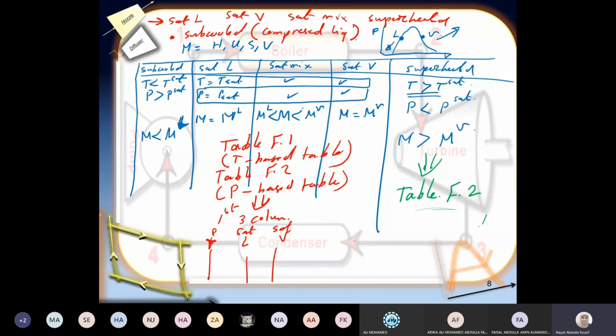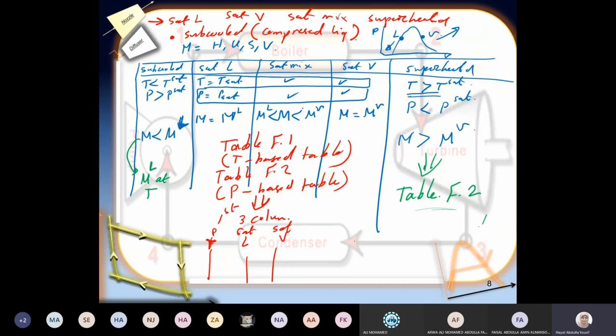For the subcooled, how can I get it? I don't have any table for subcooled properties. If in the question they told me it is subcooled, then I will have a problem. So the idea here is this: whenever it is subcooled, what you have to do is the following. You have to get the properties at the given temperature. Which property? Property of liquid. Why, Doctora? Because they found that the effect of pressure is very insignificant when they change the pressure at subcooled.